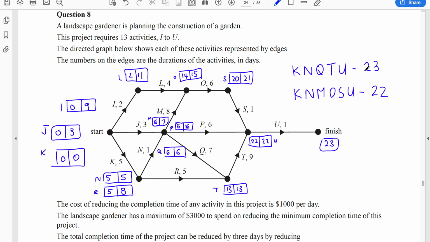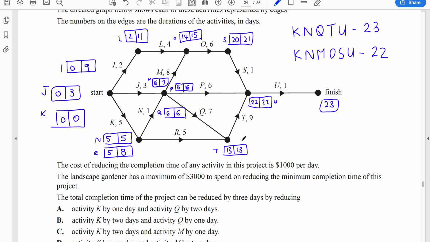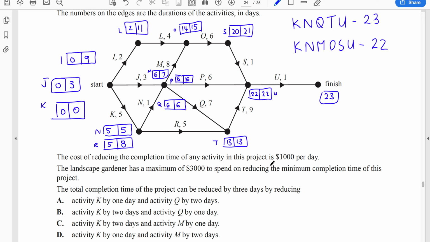I've put another path in. I'll get to that second path in a minute, the reason that I've written that one in. But we'll just look at the question for a second. We've got the cost of reducing is 1,000 per day. The landscape gardener has a maximum of 3,000. So we can only take off 3 days, as in off each activity. And we want to obviously get the minimum completion. So we're told here that he can reduce it by 3 days. So that's helpful to know that that's what's possible.